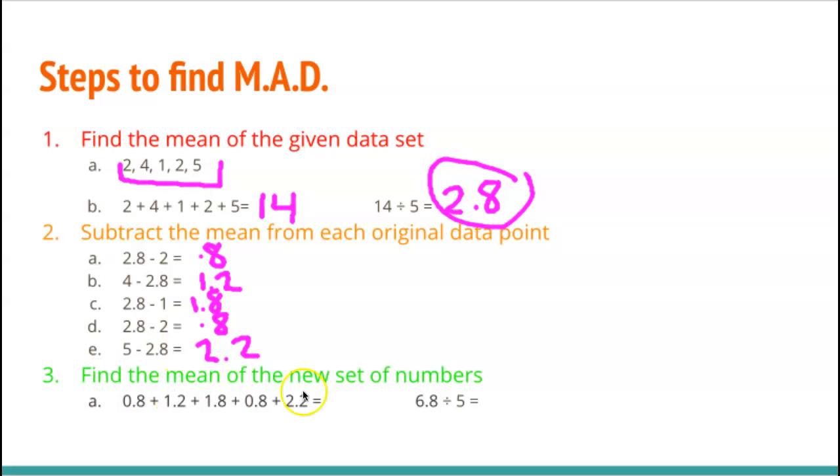So now I need to find the mean of the new set of numbers. So I'm going to add all of my new numbers together. And when I add them, I get 6.8. And then I need to divide that by 5 because I have 5 numbers in my data set. So 6.8 divided by 5 is 1.36. And that is my mean absolute deviation.